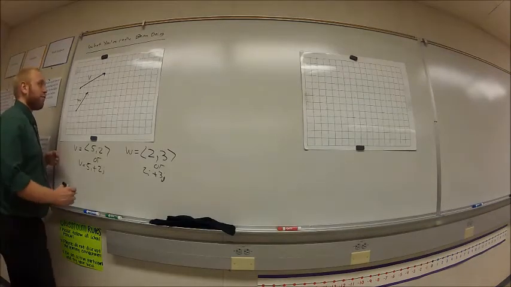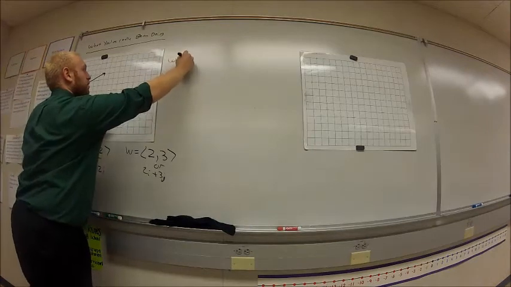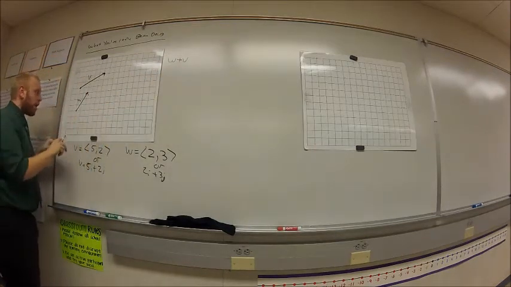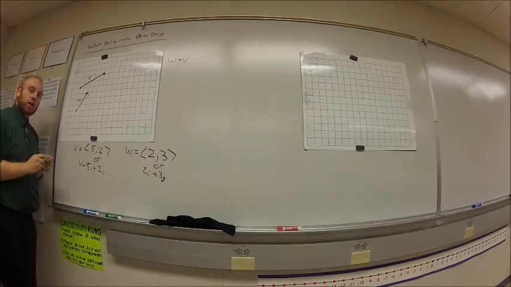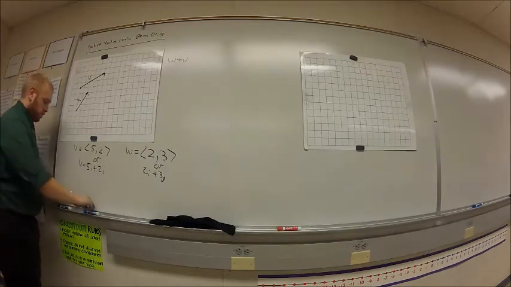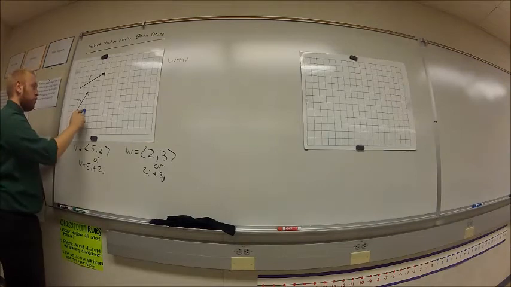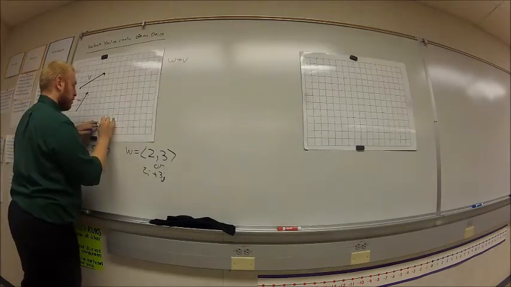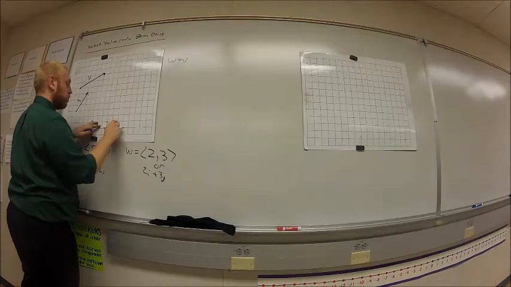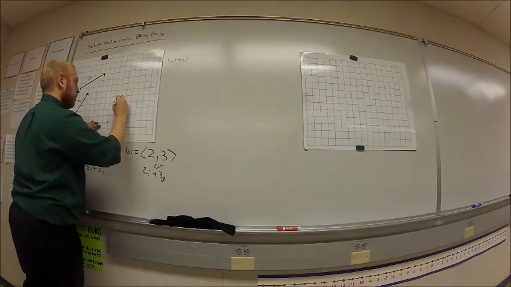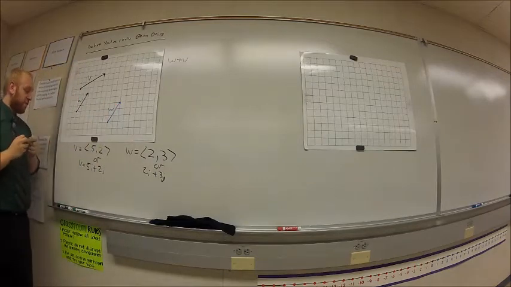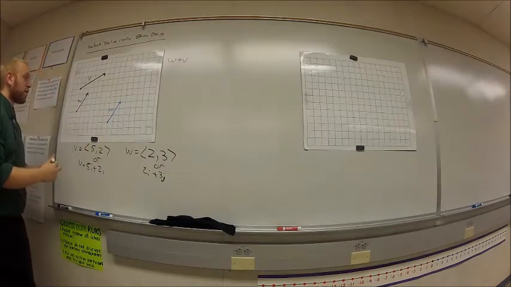Well, geometrically, if we want to do w plus v, remember, we're going to start with w and graph w and then put v on its terminal end. So w was right 1, 2, and up 1, 2, 3. There's the end of w. Then this is plus v. So we got to put v on its tail end.